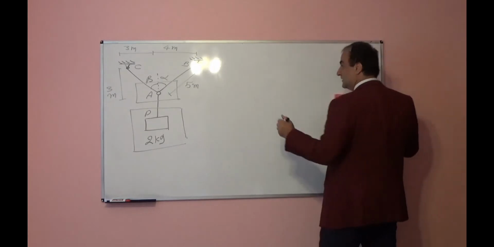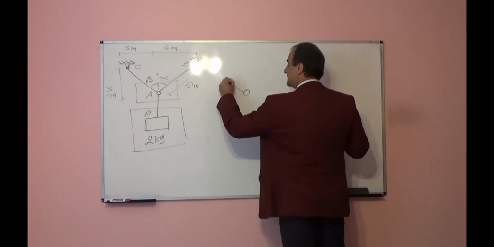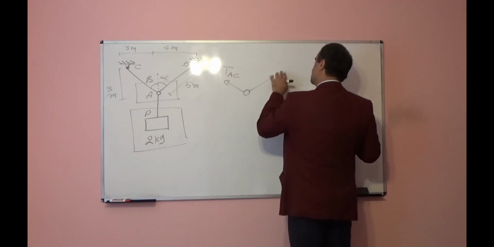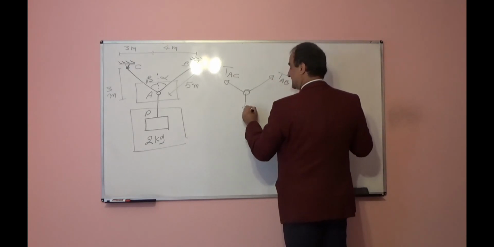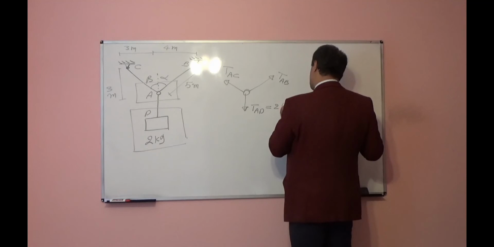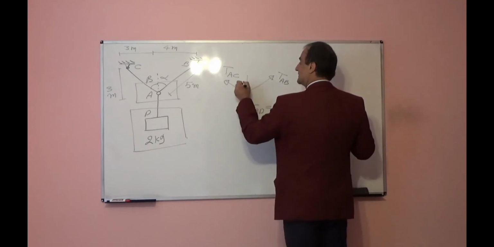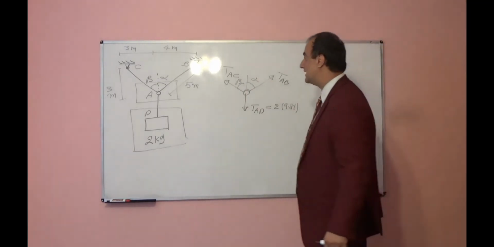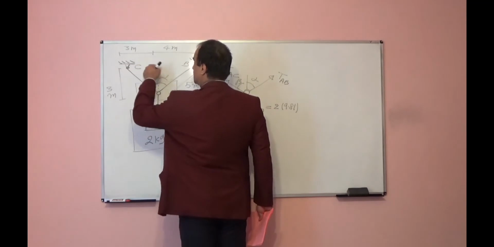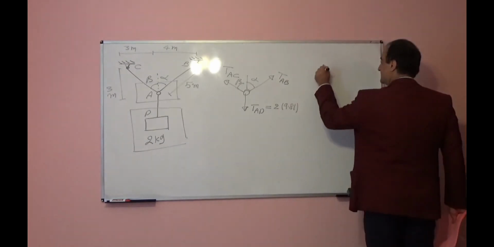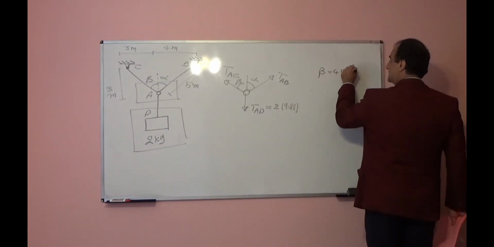I will look at the equilibrium of point A: T_AC, T_AB, and this is T_AD, which I found was 2 times 9.81. This is the beta angle, this is the alpha angle. The beta angle is 45 degrees, which is clear, because from here to here it is 3, and from here to here it is 3. So the beta angle is 45 degrees.